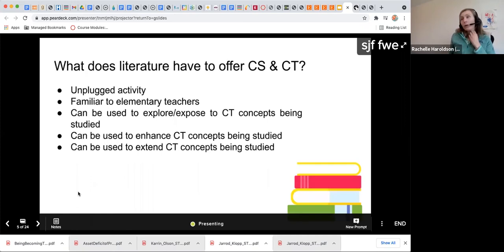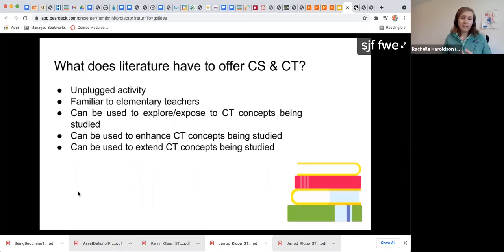So this is really about, what does literature have to offer us? Well, literature, when it comes to computer science and computational thinking, is an unplugged activity. It does not require an electronic device. Elementary teachers, as you know, are already familiar with using literature in their classroom. They're using it all the time, seamlessly and naturally. And we argue that literature can be used to explore and expose computational thinking concepts simply by reading the book and talking about what's happening in it.